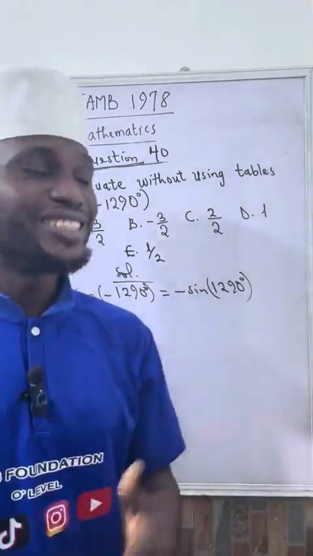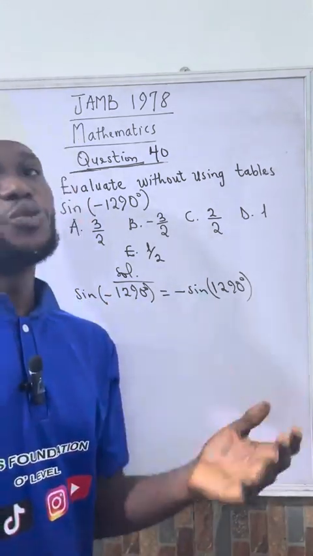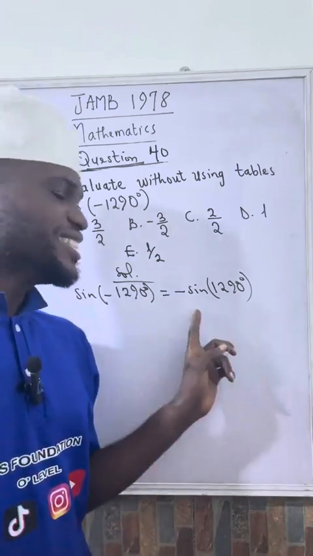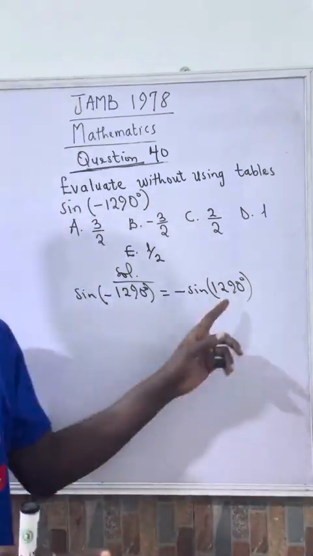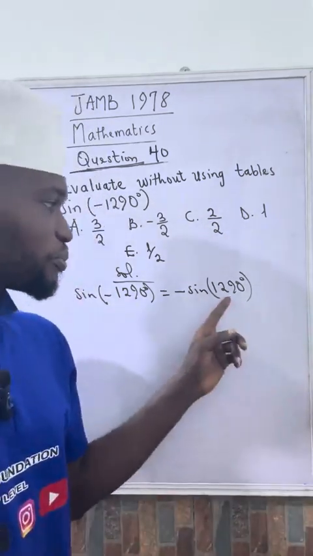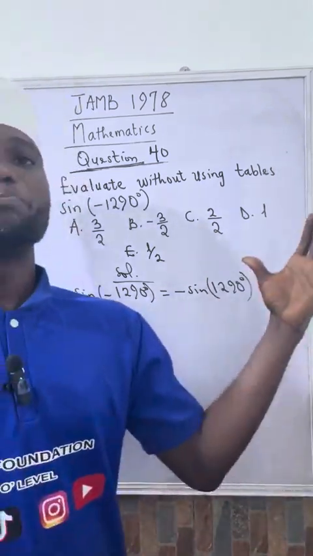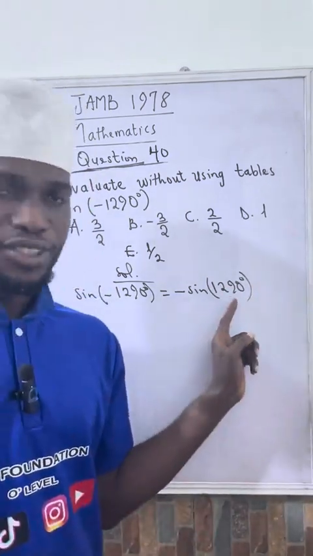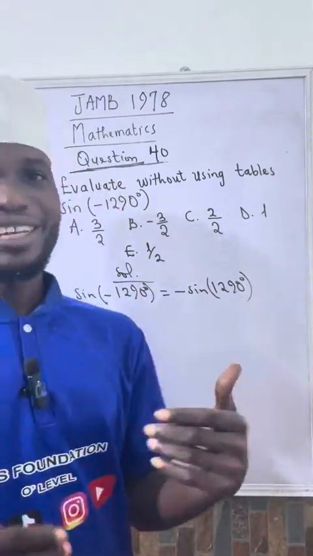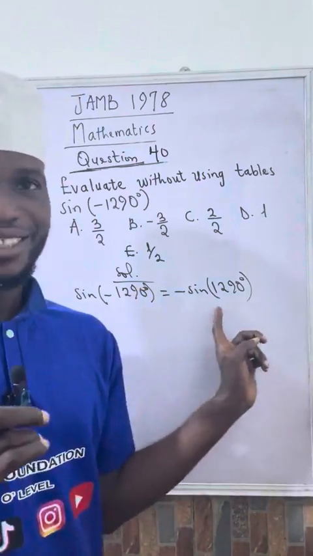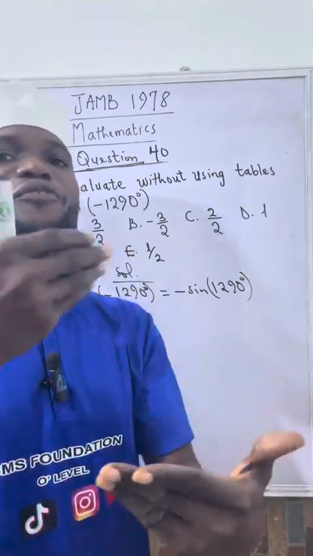The sine of a negative angle being negative is standard in trigonometry. But cosine of a negative angle will be positive. Similarly, tangent of a negative angle will also be negative. Now, the next thing to do is to simplify this 1290. You can see that this is a very big angle. Another fact you need to remember is that sine, cosine, tangent are all periodic functions.